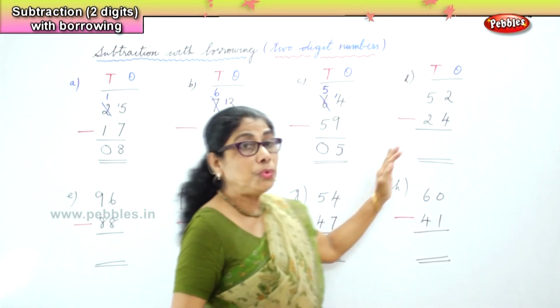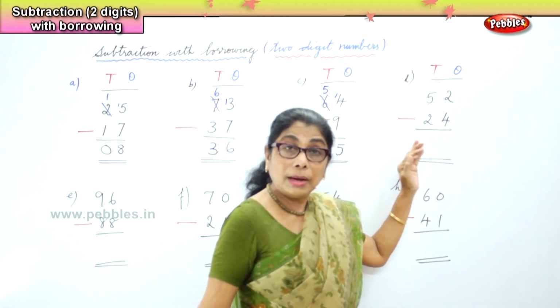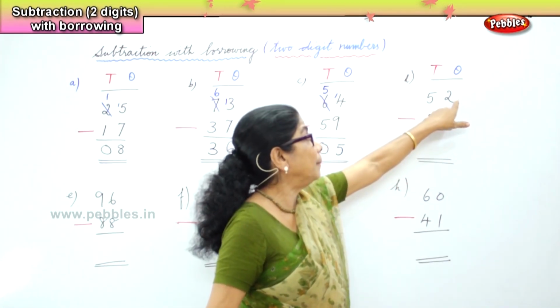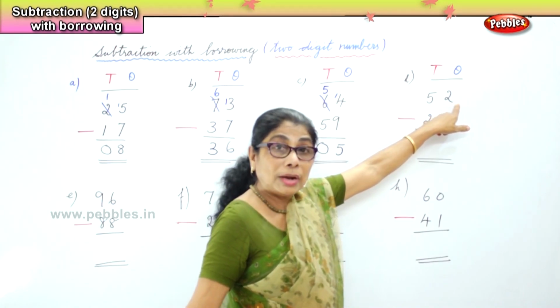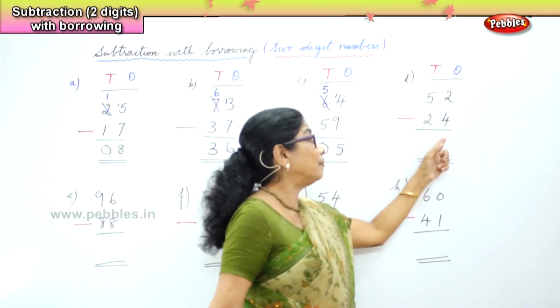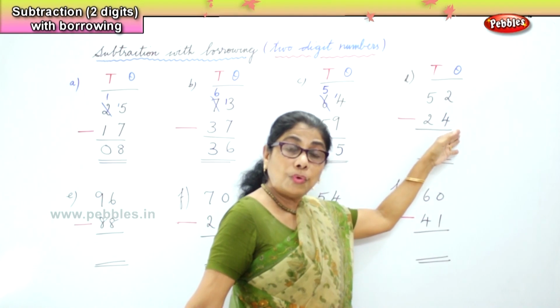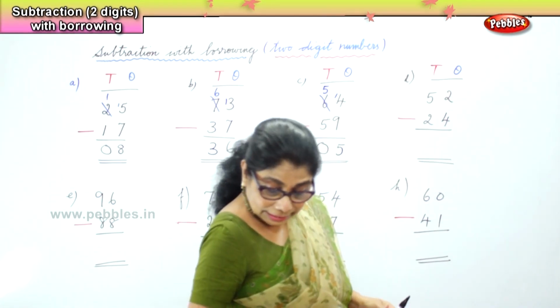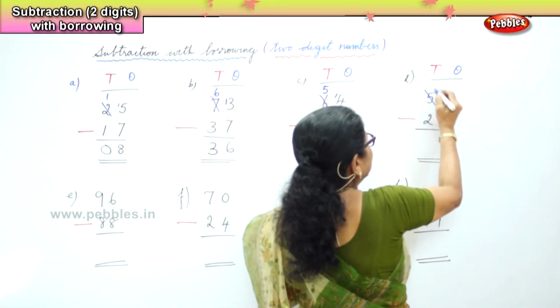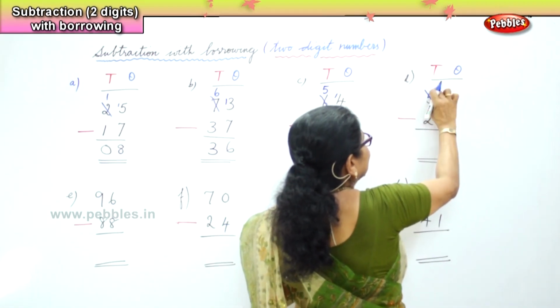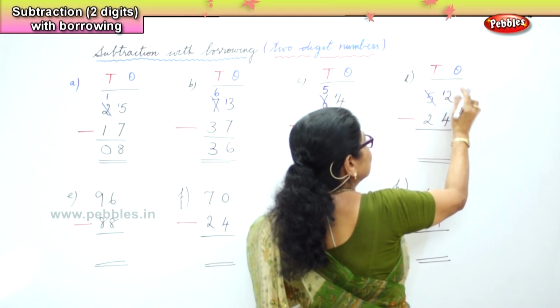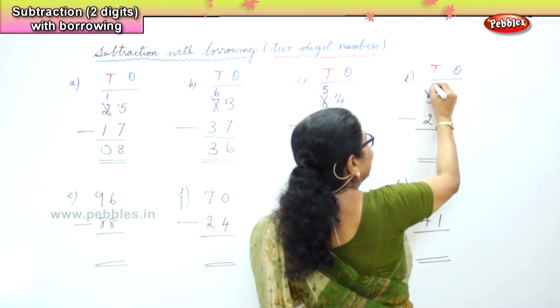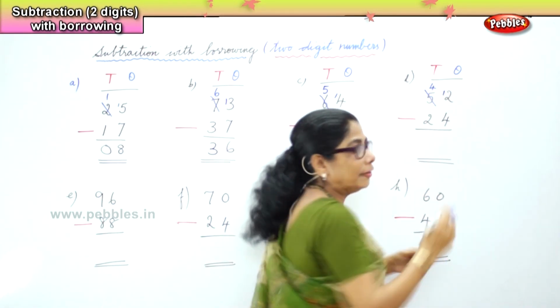You have 52 minus 24. Again, 2 is a small number. You cannot minus 4 from 2. 2 is a small number, so you have to borrow. In this case, we are borrowing 1 from the tens place, which becomes 10 plus 2, 12, and 5 take away 1, you get 4.